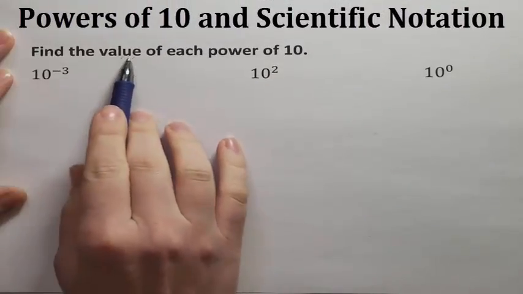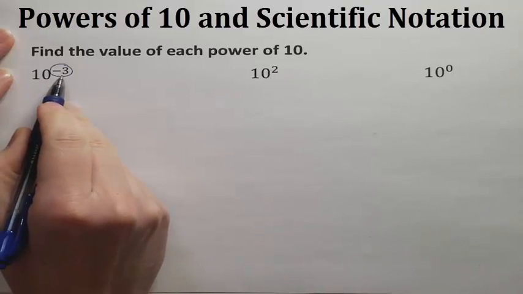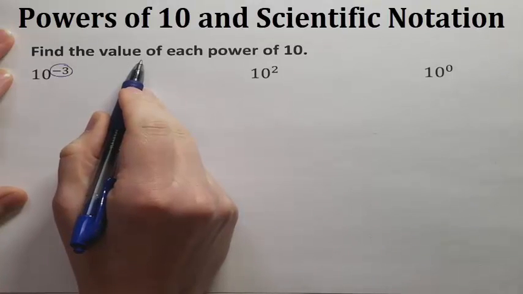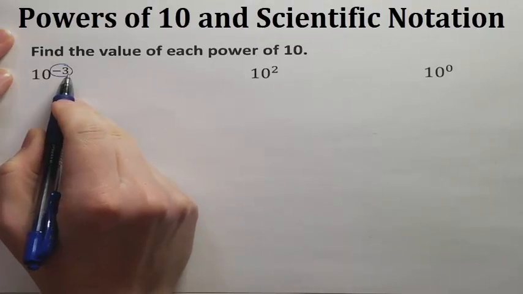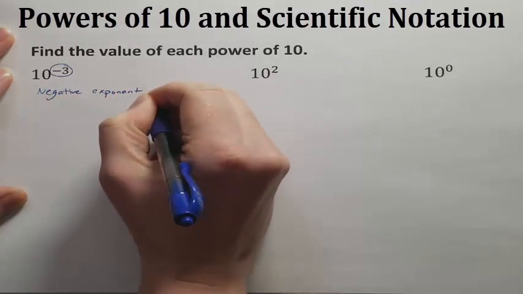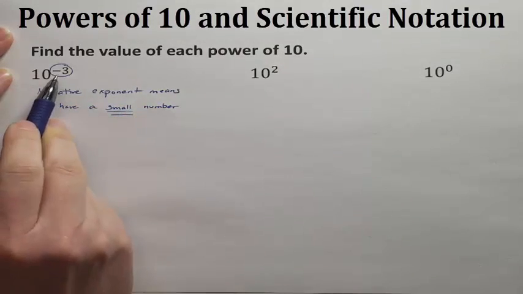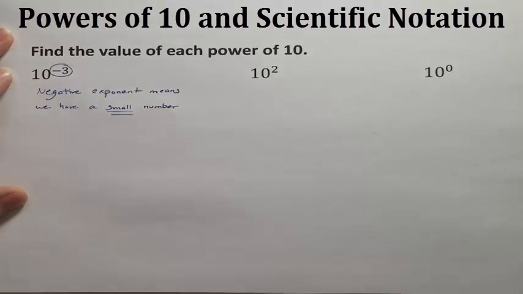Today I want you to find the value. This means I actually want the decimal. If you end up seeing a negative exponent and we're asking you to find the value, this negative exponent means that we want a really tiny number. So if I had a negative exponent, that meant I had a really small number.